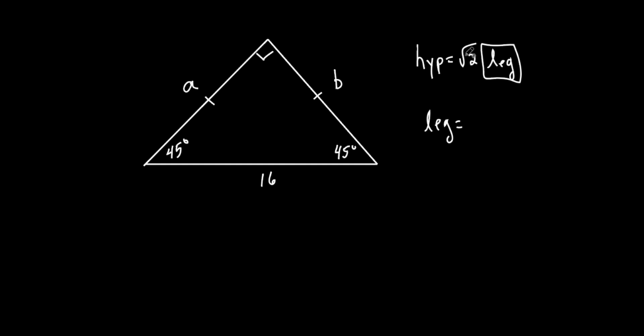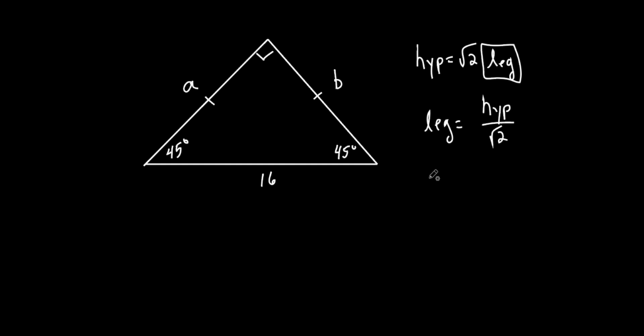No, forget the 16. Just this right here, just that, okay? How do I get the leg by itself? You got it. Divided by the square root of 2, right? So what's the leg equal to then? Hypotenuse divided by the square root of 2. You see, if you know the leg, how do you find the hypotenuse? You multiply it by the square root of 2. What if they give you the hypotenuse? How do you find the leg? You do the opposite, which is divide by the square root of 2, all right?